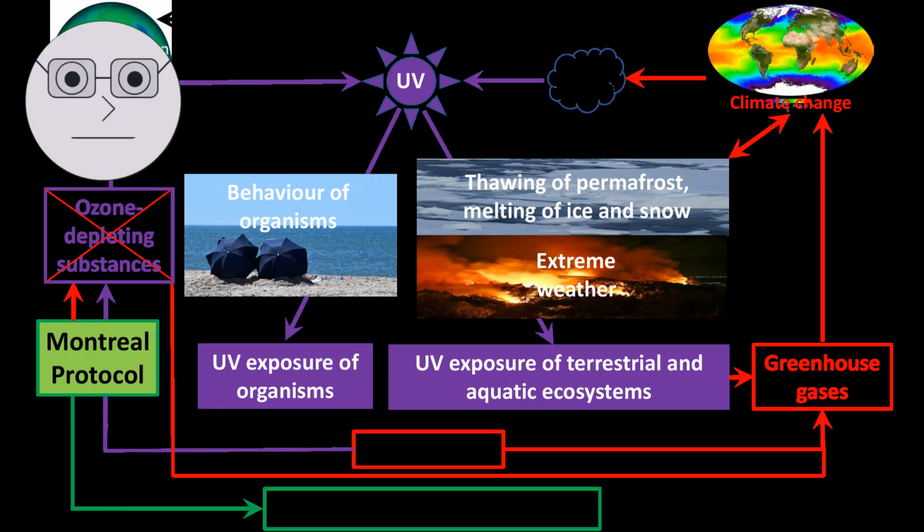In recent years, there have been some concerns about the impact of climate change on the recovery of the ozone layer. Climate change can affect the ozone layer in several ways. For example, changes in atmospheric circulation patterns can affect the distribution of ozone-depleting substances and their breakdown products.